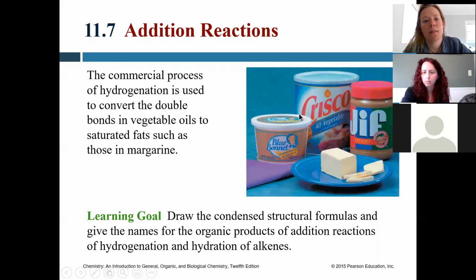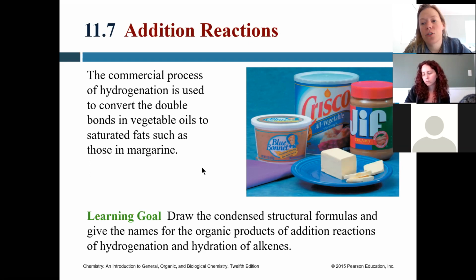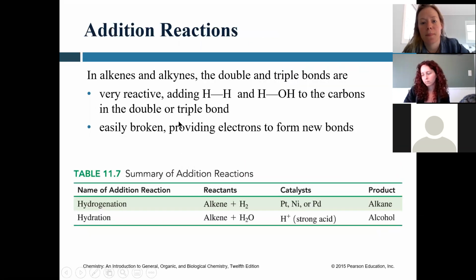Okay, I've got just a couple minutes left, so I'm just going to go through a few other things. Addition reactions. Look at all this yummy hydrogenated oil stuff, saturated fats. So there's a commercial process of hydrogenation, which is used to take fats that have double bonds, you shove them with hydrogen and you make saturated fats, or you stick a bunch of hydrogens on there and get rid of the double bonds.